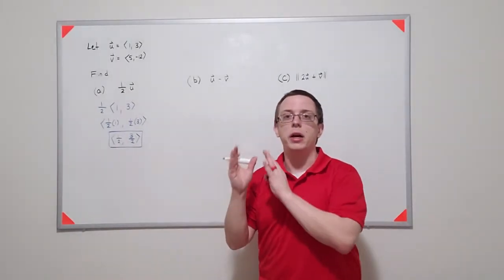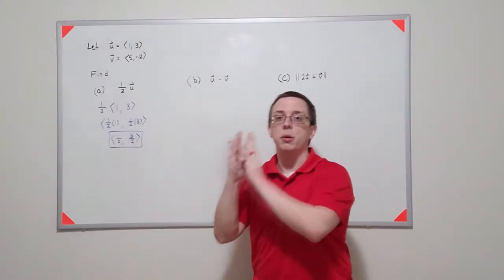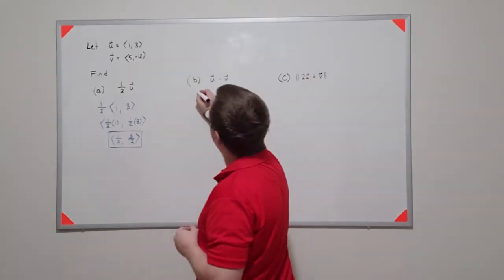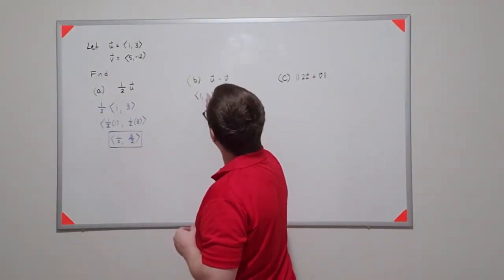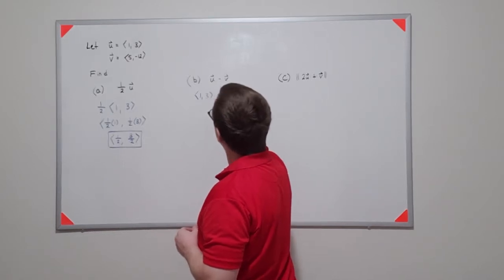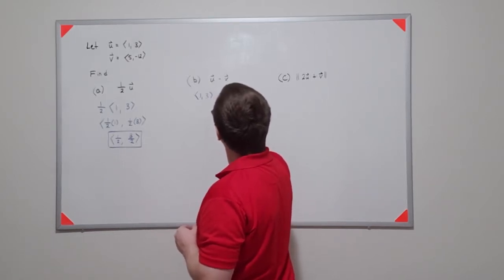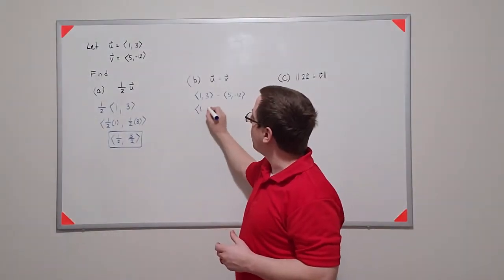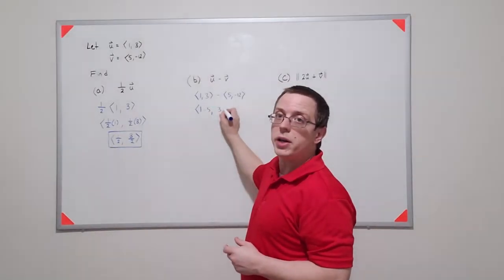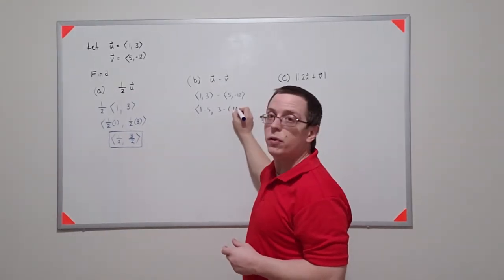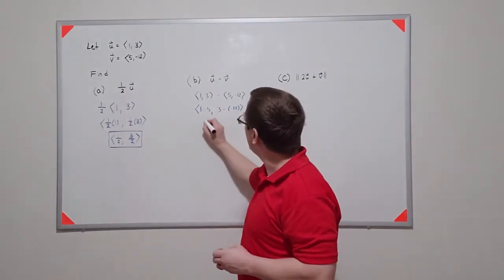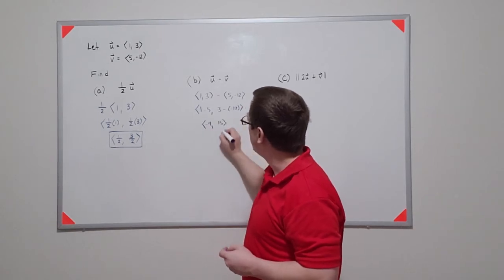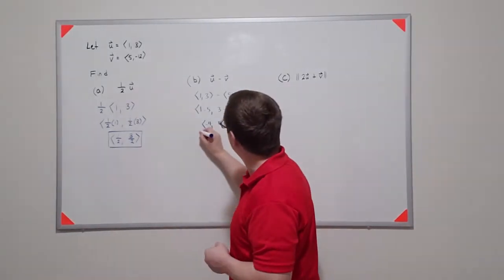Now remember that u minus v is the components of u minus the components of v. So I have 1, 3 minus 5, negative 12. So then I have 1 minus 5, 3 minus negative 12, which gets us negative 4, positive 15.